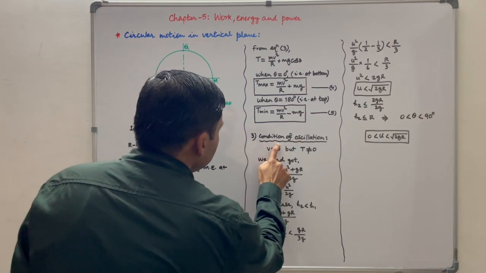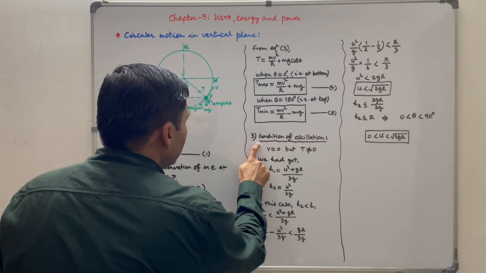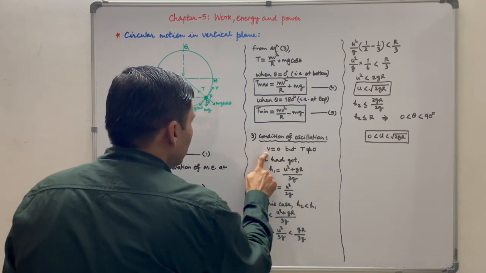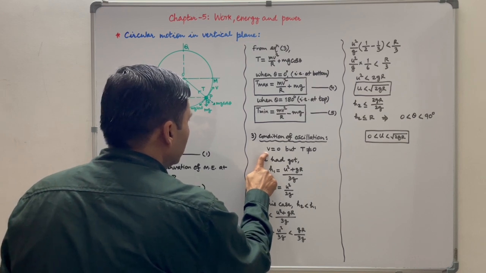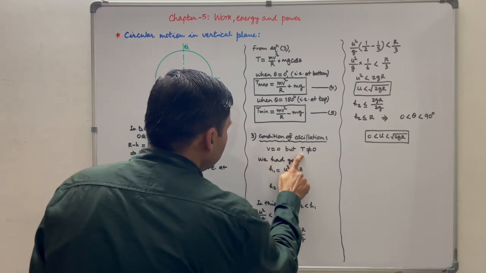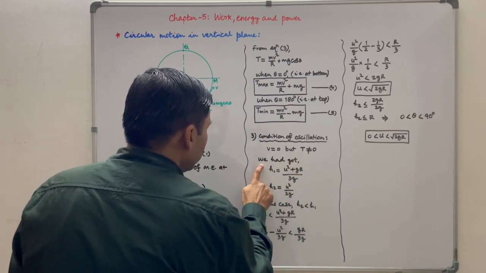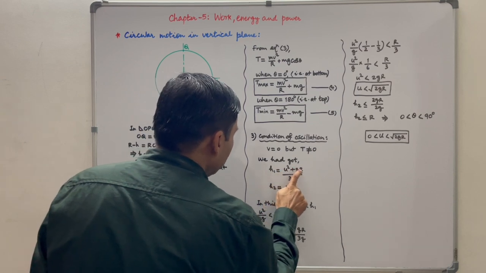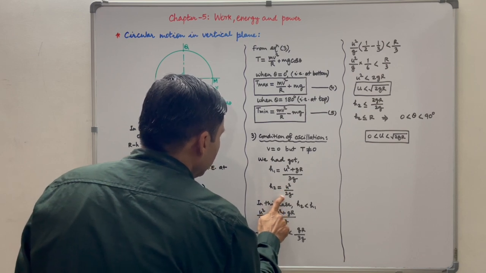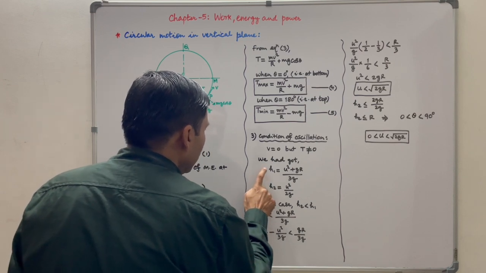Third condition is the condition of oscillation. This condition is just opposite to the previous condition. In the previous condition, tension in the string was 0, but velocity of the particle at that point was not equal to 0. In this condition, velocity of the particle is 0, but tension in the string at that point is not equal to 0. We had got in the previous condition h1 is equal to (u² + gr)/3g and h2 is equal to u²/2g. In the previous condition, h1 was less than h2. In this condition, h2 is less than h1.